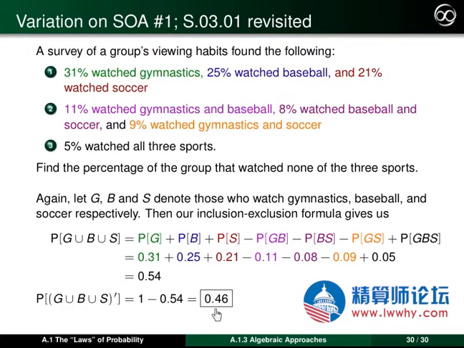All right, so that's it for the laws of probability. But before you move on to the next lessons about conditional probability, you want to be sure to work through the A1 practice problems before you move on.